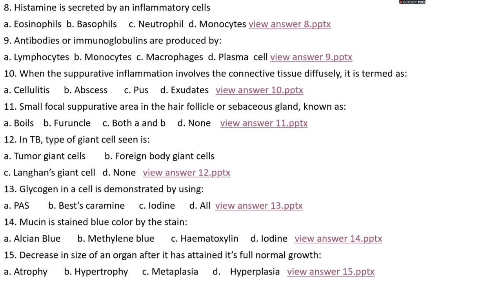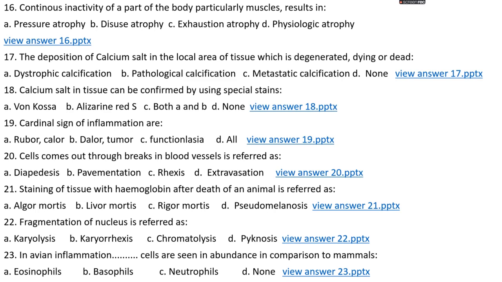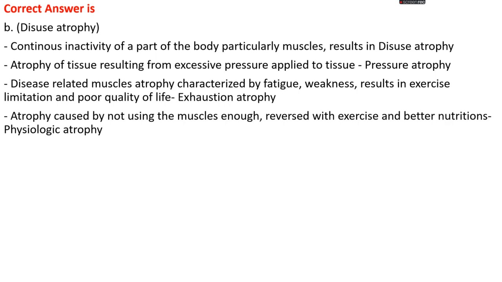Okay. Question number 16. Continuous inactivity of a part of the body, particularly muscles, results in: option A, pressure atrophy; option B, disuse atrophy; option C, exertion atrophy; or option D, physiologic atrophy. The right answer is option B, that is disuse atrophy. Continuous inactivity of a part of the body, particularly muscles, results in disuse atrophy, and atrophy of tissue or muscles resulting from excessive pressure applied to that tissue or muscles is known as pressure atrophy.